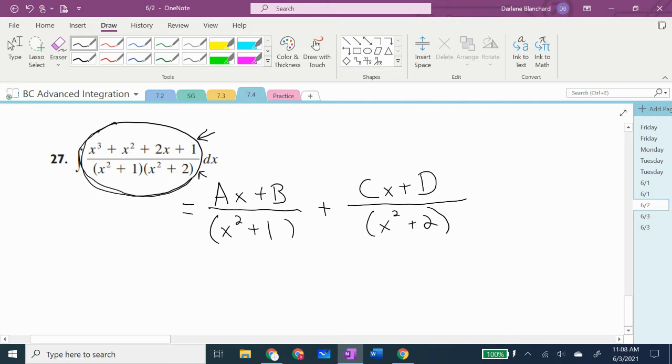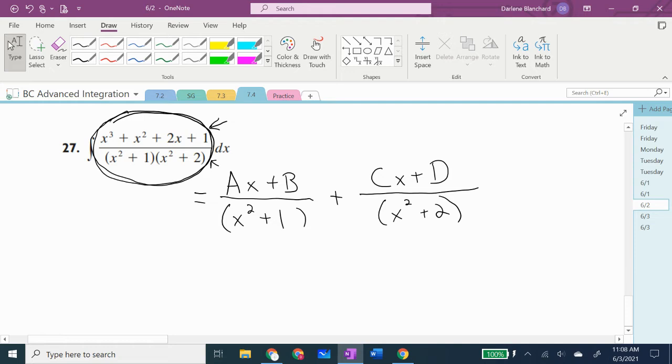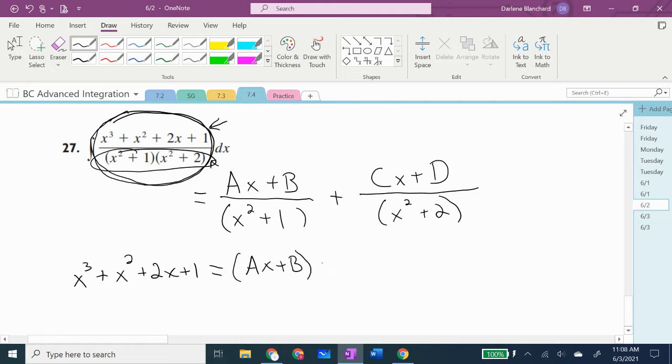So the equation of this integrand being equal to this sum, I'm going to take that equation and multiply by the denominator of x squared plus 1 times x squared plus 2. So the left side turns into just the numerator of the integrand, and the right side of the equation has ax plus b multiplying to the x squared plus 2, plus cx plus d multiplying to an x squared plus 1.